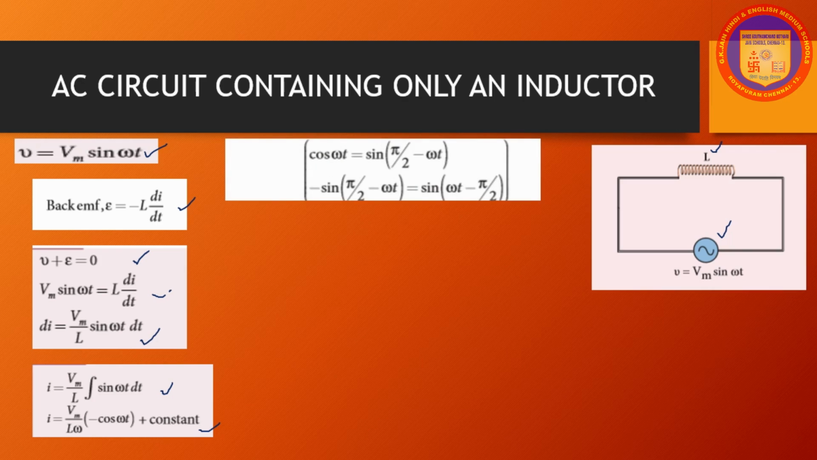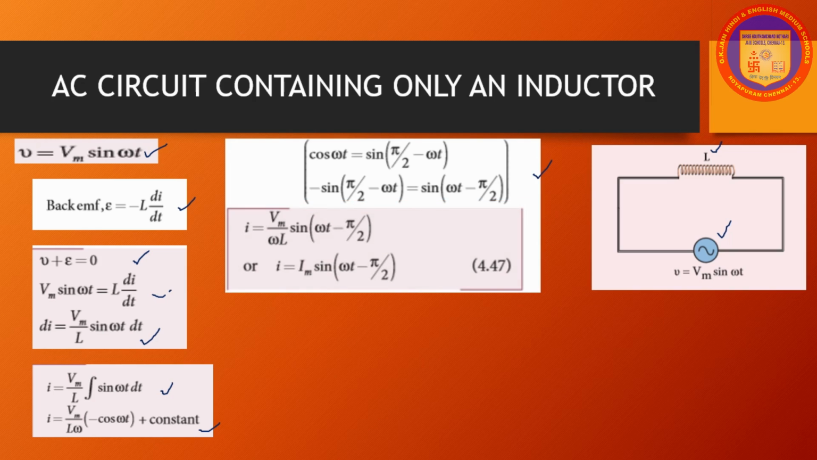Since the voltage in the circuit has only a time dependent part, we can set the time independent part in the current to 0. Now whichever terms are given in cos, we are able to write in terms of sine. Cos omega t can be written as sine of pi by 2 minus omega t. So you'll get minus of sine of pi by 2 minus omega t, which is equal to sine of omega t minus pi by 2. Substituting this value in the given equation, we'll get I equals Vm divided by omega L into sine of omega t minus pi by 2.